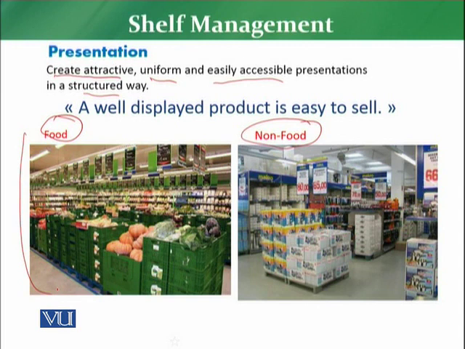The same is true for an example of non-food. Again, if you see the example of paper here or the other display here in the non-food area, it is again very attractive. You will see uniformity here, and it is easily accessible to the customer. The products are very easily available and accessible, and they are made available in a very structured way. The pricing is very clear, very transparent. The customer knows about it. Even the description of the products is very clear.